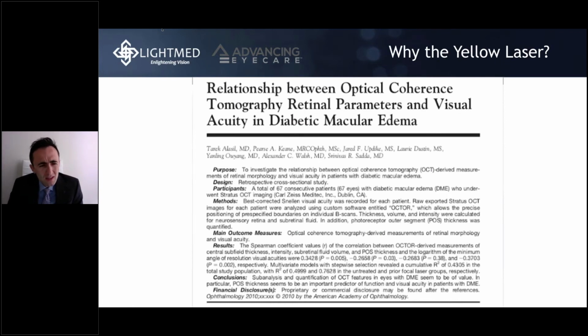We published a paper back in 2009 or 2010 about the relationship between optical coherence tomography retinal parameters and visual acuity in diabetic macular edema. And one of the strongest correlations we found was between the photoreceptor outer segment thickness and visual acuity in these patients. This makes sense. Also, we found a significant correlation between the integrity of the inner segment/outer segment of the photoreceptors and visual acuity. Therefore, yellow laser is important in treating macular edema patients while avoiding damage or destruction to the photoreceptor outer segment and inner segment zone.